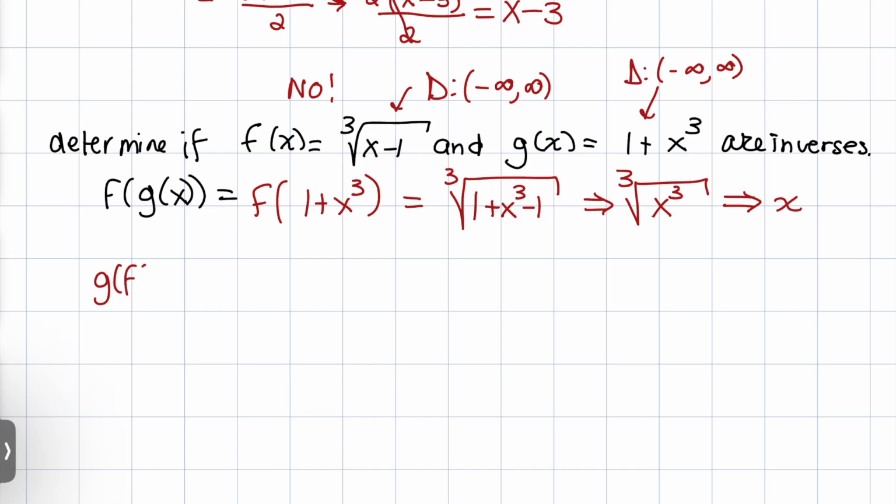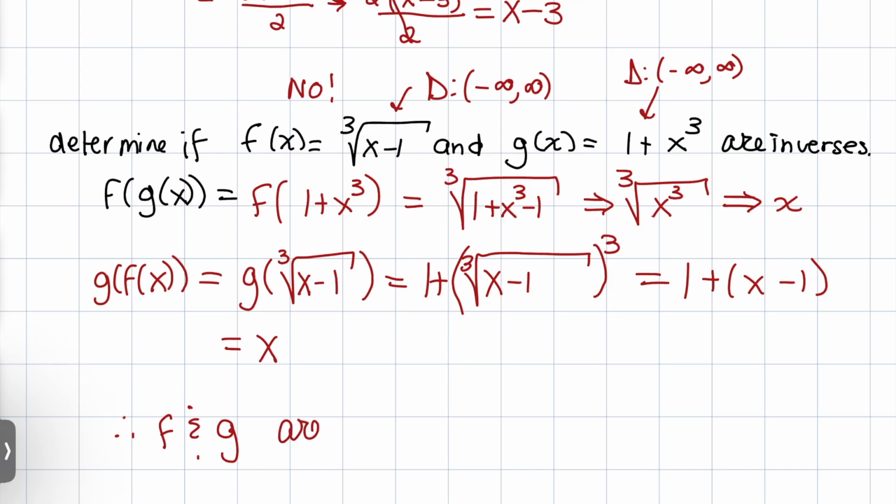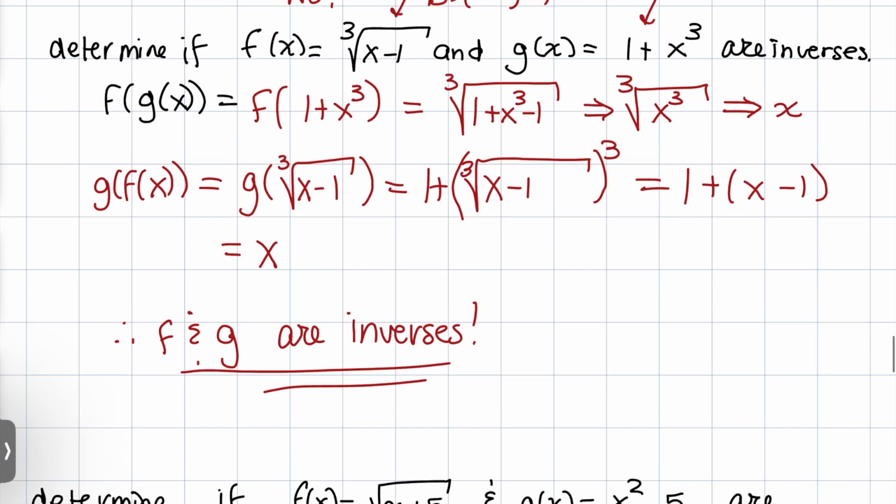Okay, what about g of f of x? Let's make sure this matches. So we have g of the cube root of x minus 1. Now we'll have 1 plus the cube root of x minus 1, all raised to the third. So we get 1 plus x minus 1, which gives us x. So therefore, f and g are inverses, since they matched.